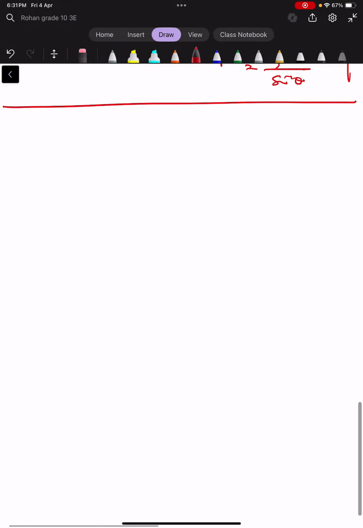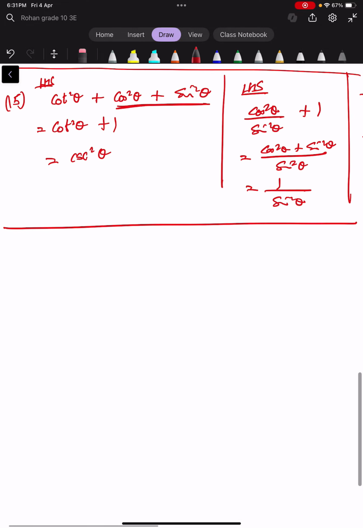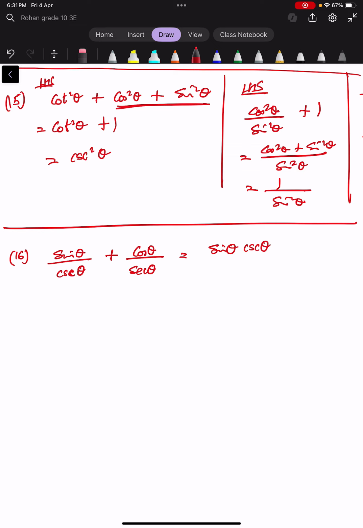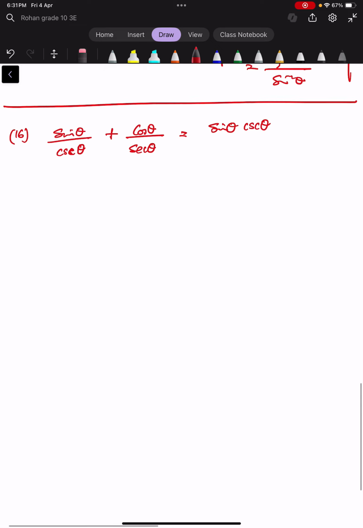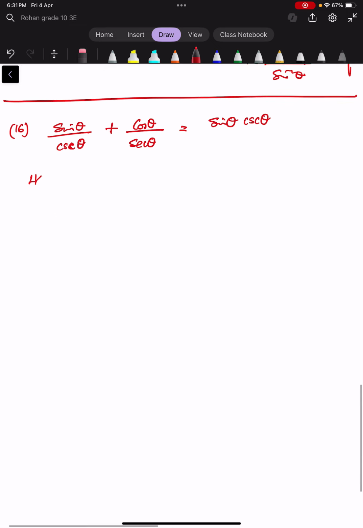Next, question 16: sine theta upon cosec theta plus cos theta upon sec theta. So I'll take the left-hand side. Sine theta upon cosec theta. What is cosec? Cosec is 1 over sine. So it becomes sine squared.